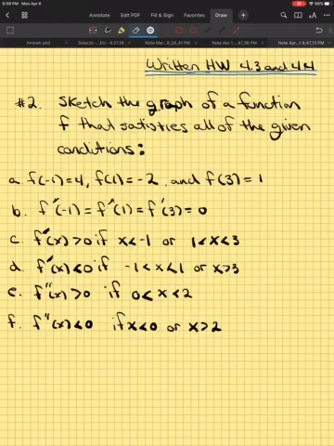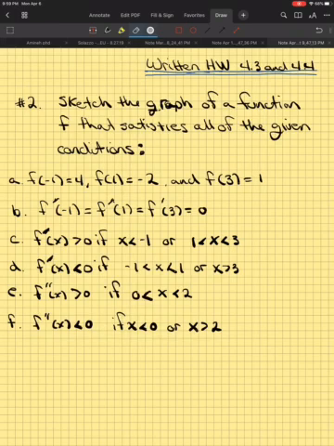I'm going to answer question number 2 from written homework 4.3 and 4.4. In problem number 2, you're going to sketch a graph of a function f given a bunch of information regarding its derivative.